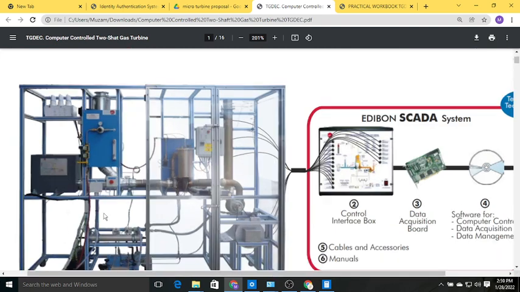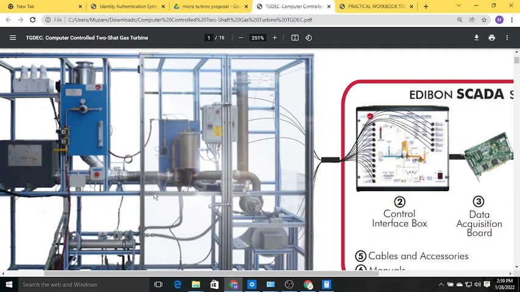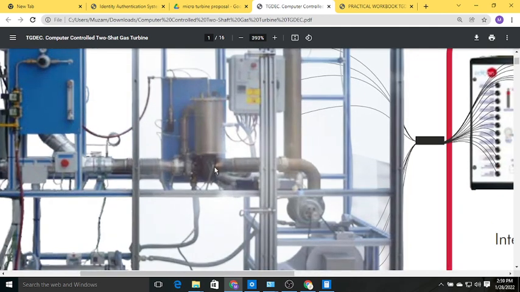Okay, so let's start. This is the gas turbine. Basically, it is not designed as a gas turbine. It consists of two turbochargers connected with the combustion chamber to produce some sort of gas turbine. That's why its efficiency is very low. Its thrust is very low.